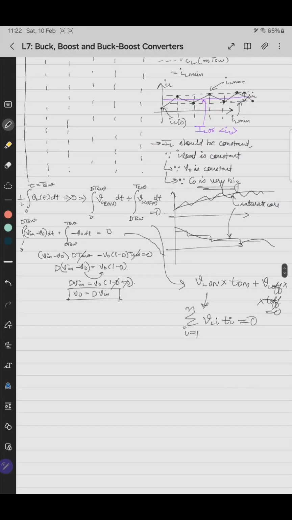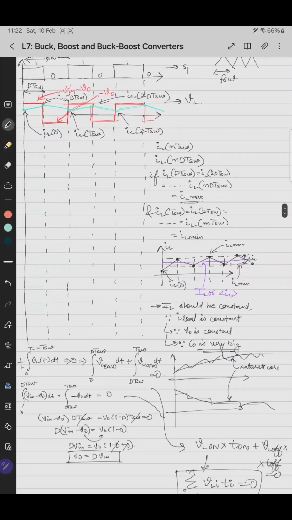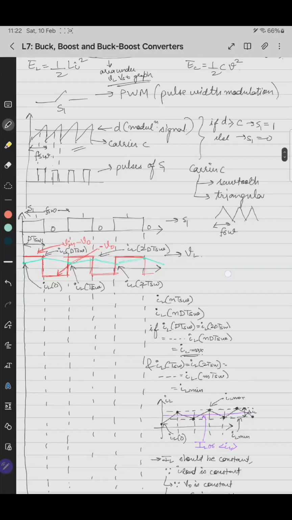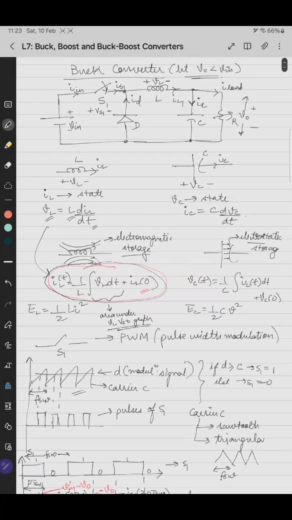That is, we'll have T1 and T2, where T1 is T on and T2 is T off. Let's say there is a third state in it, so it will be i equals 3. So VL1 into T1 plus VL2 into T2 plus VL3 into T3 equals 0. So which means that the inductor core is not saturated, and this is with the assumption that V naught is constant. Now we'll see with the waveforms what will be the nature of the other quantities.